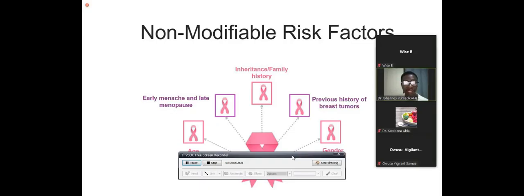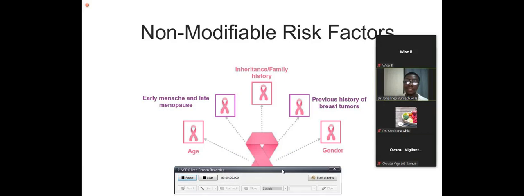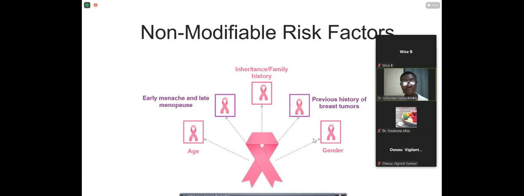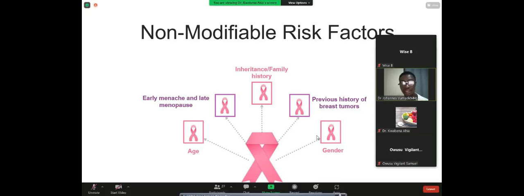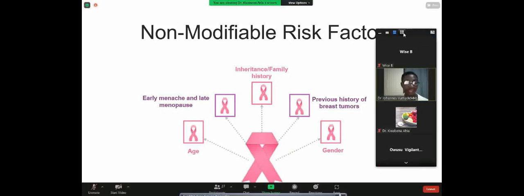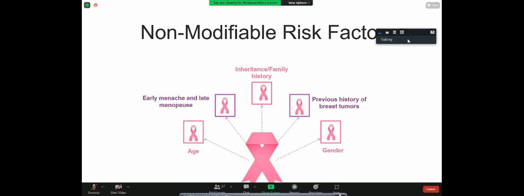Cancer, then it's very likely that you may inherit the BRCA1 and then the BRCA2 genes. So if there's a family history of breast cancer or ovarian cancer, then there is about a 10% chance of actually developing breast cancer too. And then there's a previous history of tumors.